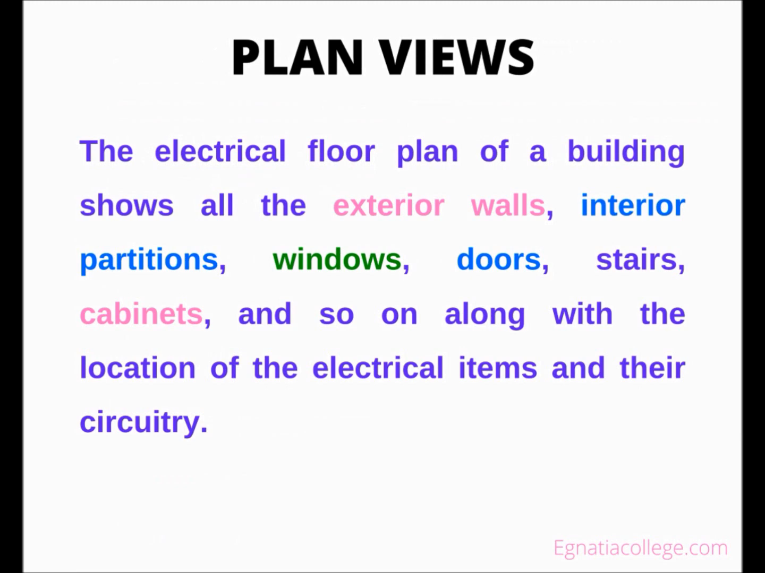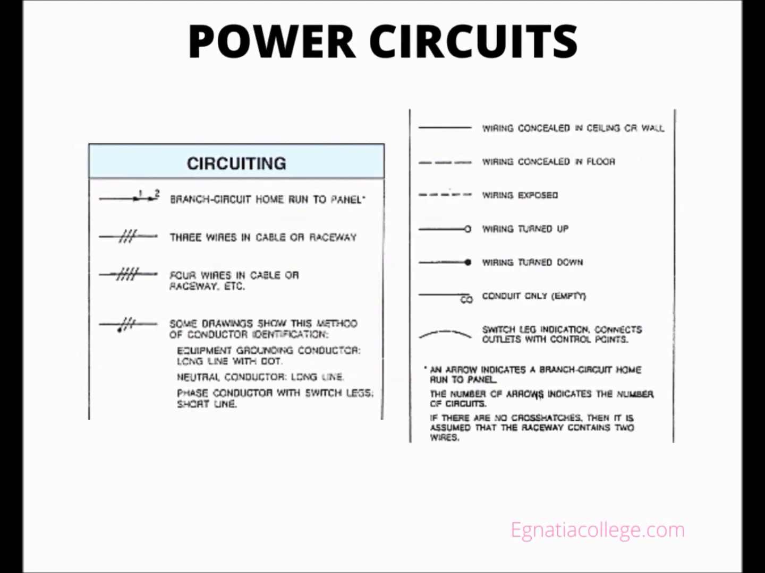Plan views. The electrical floor plan of a building shows all the exterior walls, interior partitions, windows, doors, stairs, cabinets, and so on, along with the location of the electrical items and their circuitry. Power circuits. The power circuit electrical floor plan shows electrical outlets and devices and includes duplex outlets, specialty outlets, telephone, fire alarm, and the like.